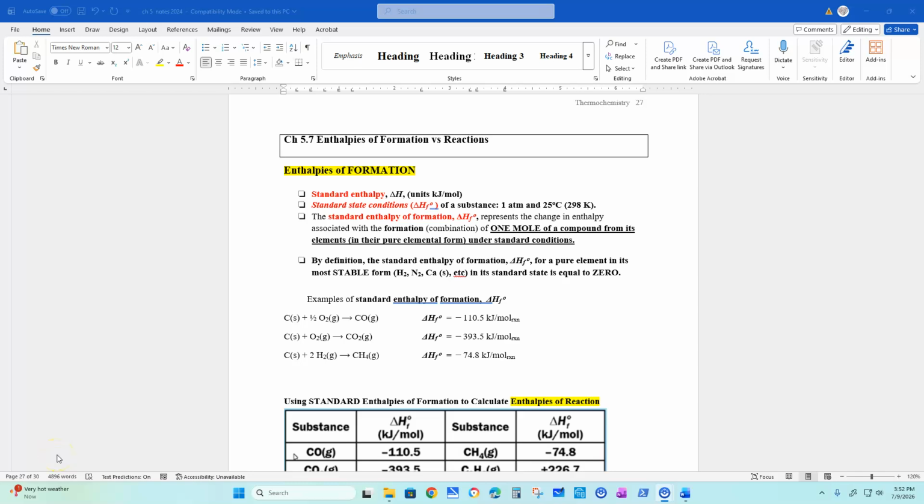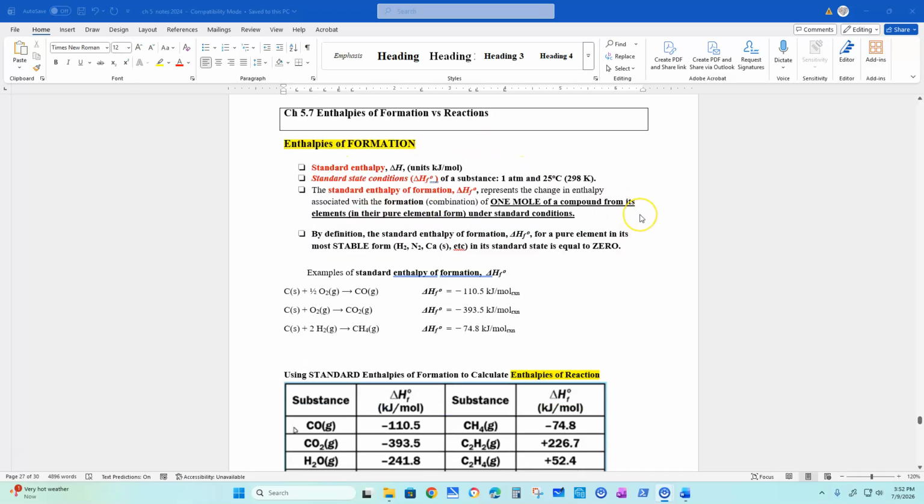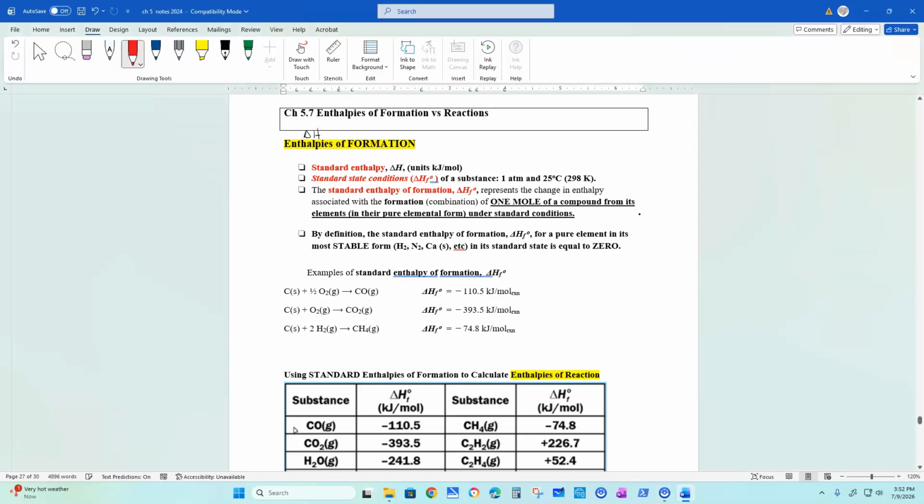All right, AP 5.7, last video in the chapter, enthalpies of formation versus reactions. We got to go through some vocab first. So we got enthalpies, so delta H, formations, okay, little f. We're going to start with enthalpy of formations first.